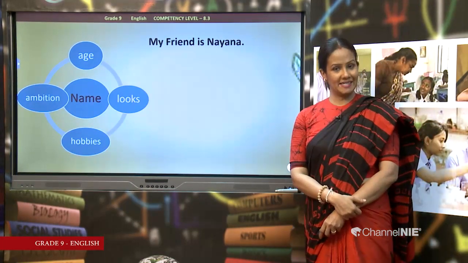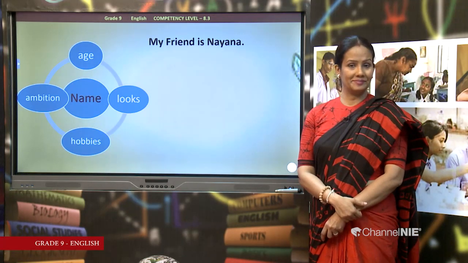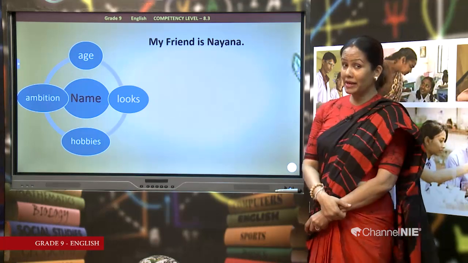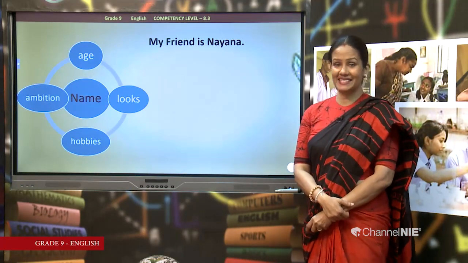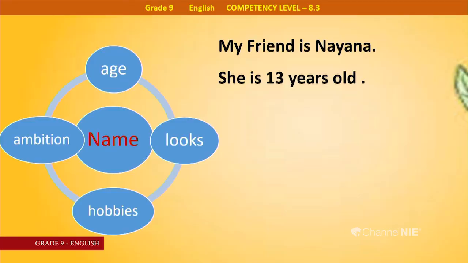So, the first sentence, my friend is Nayana. Can you remember my friend Nayana? Yes, her age. She is 13 years old. So, here in the mind map, I have written about the age. She is tall and fair. Looks, how she looks. She is tall and she is fair.